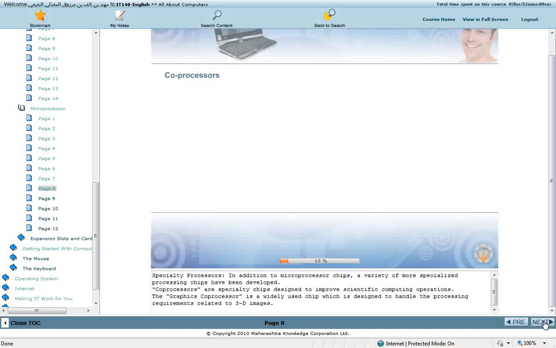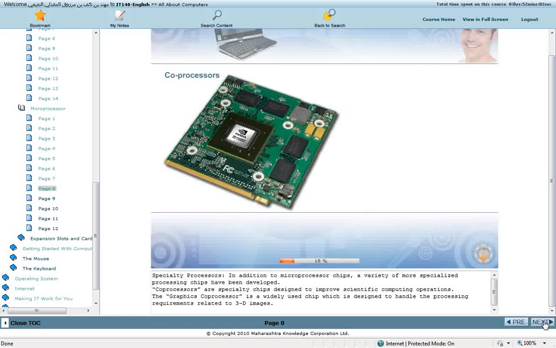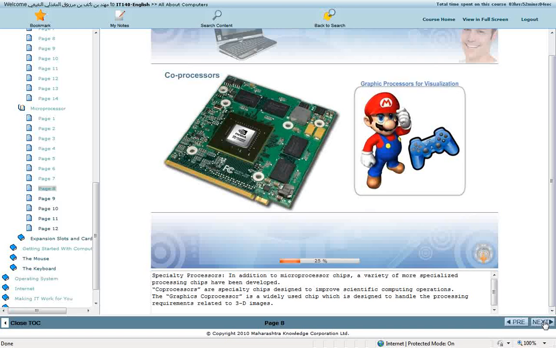Specialty processors. In addition to microprocessor chips, a variety of more specialized processing chips have been developed. Coprocessors are specialty chips designed to improve scientific computing operations. The graphics coprocessor is a widely used chip which is designed to handle the processing requirements related to 3D images.